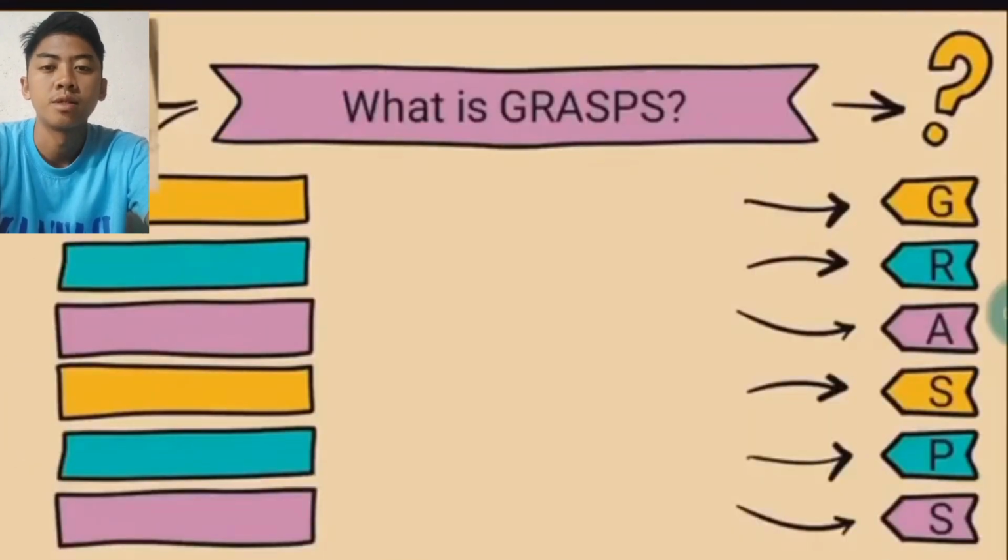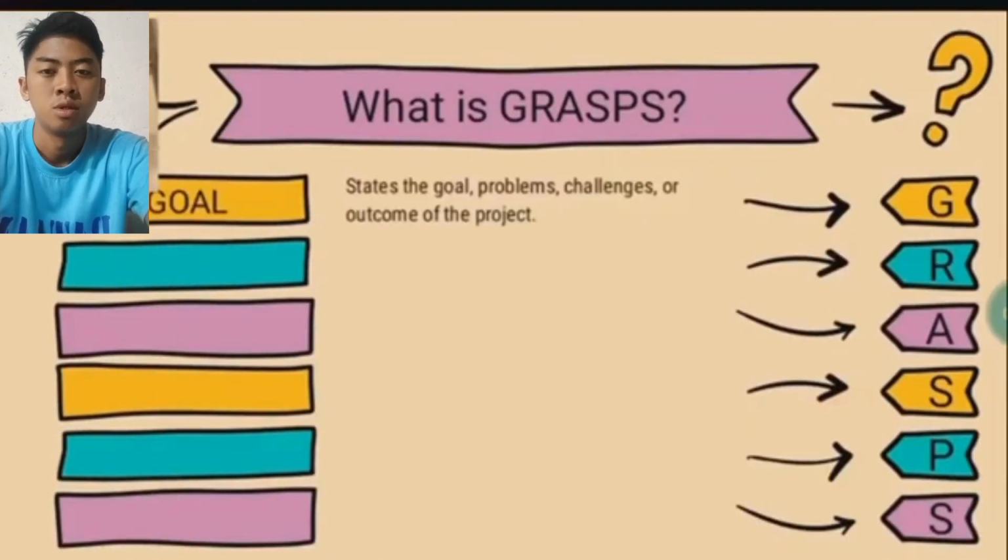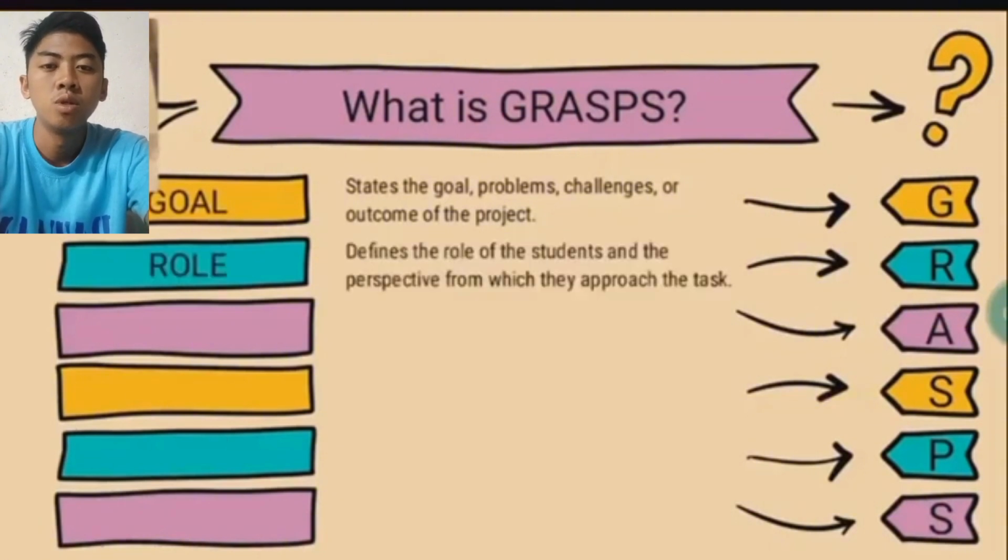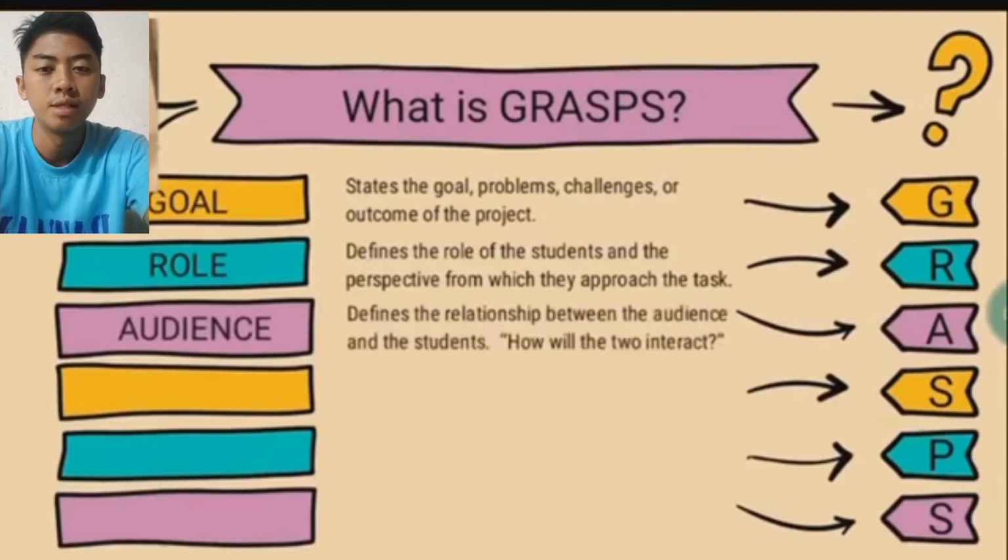So what is GRASP? G stands for goal. Goal states the goal, problems, challenges, or outcome of the project. R stands for role. Role defines the role of the students and the perspective from which they approach the task. A stands for audience. Audience defines the relationship between the audience and the students. How will the two interact?